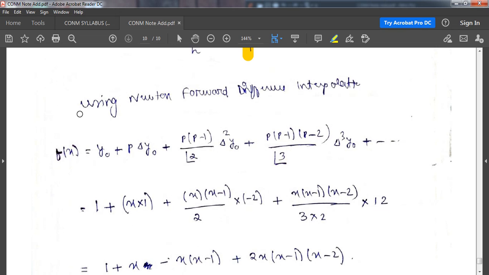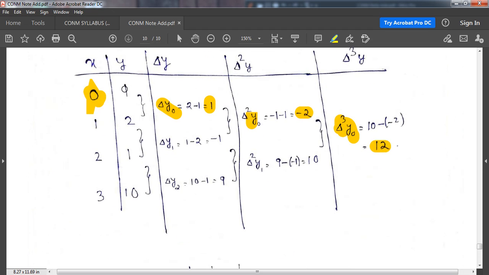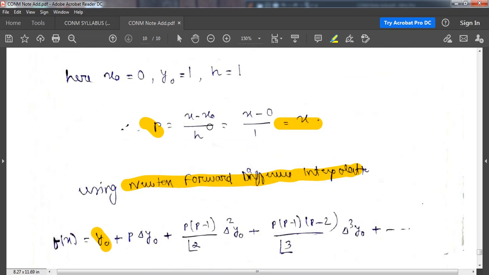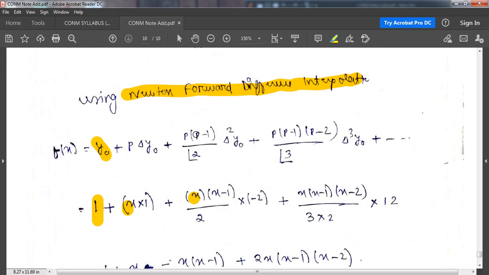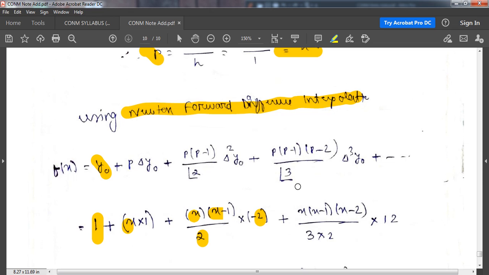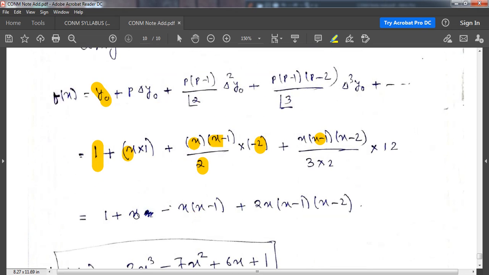Now this is the original formula, f of x as per Newton's forward difference interpolation. So just replace the formula with the values. What is your y0? For x0 you have y0 as 1, so I have put 1 over here. What is your p? As per this, my p is x. What is del y0? Del y0 is 1, so I put 1. Similarly, what is p? It is x. What is p minus 1? It is x minus 1. Divided by 2 factorial, so it is 2 into 1. What is del squared y0? It is minus 2, so I put minus 2 over here. Then p is x, p minus 1 is x minus 1, p minus 2 is x minus 2, and 3 factorial is 3, 2, 1. And what is del cubed y0? It is 12. Then do the calculations, you will find your function f of x.